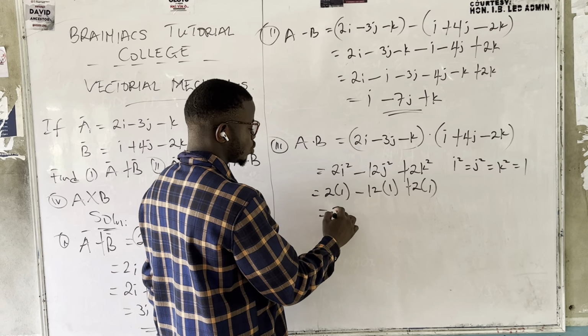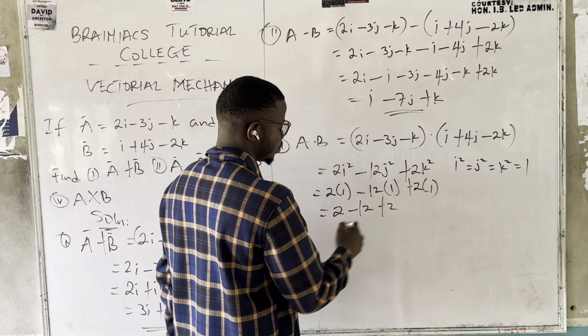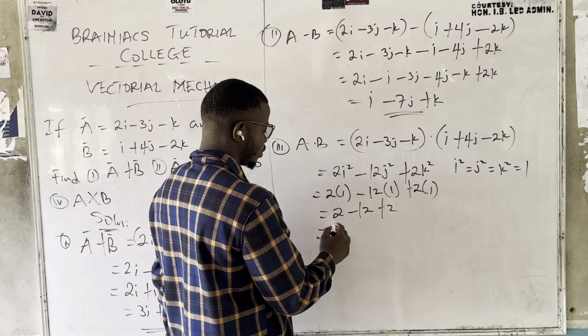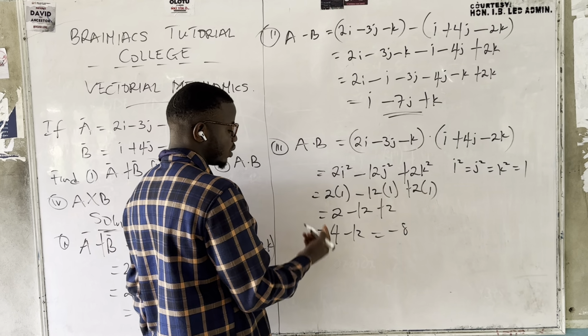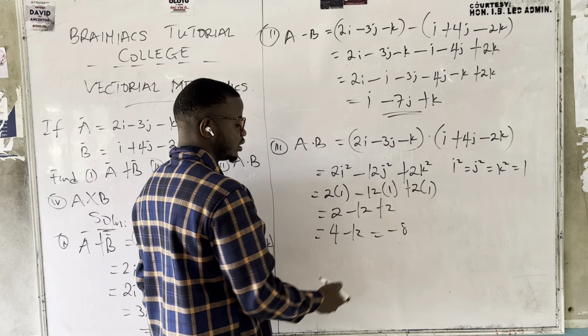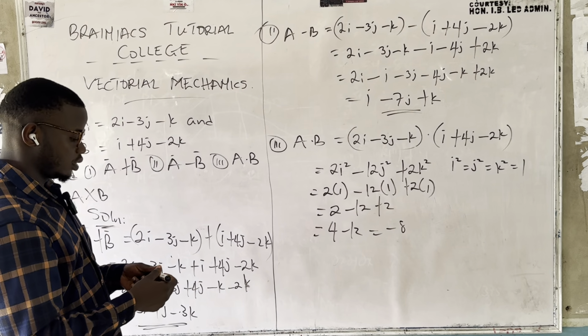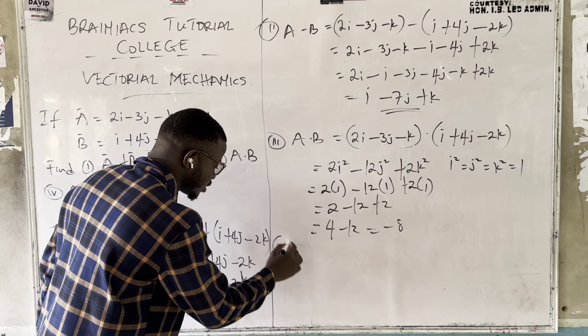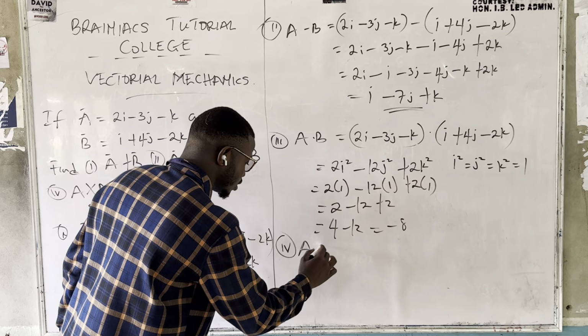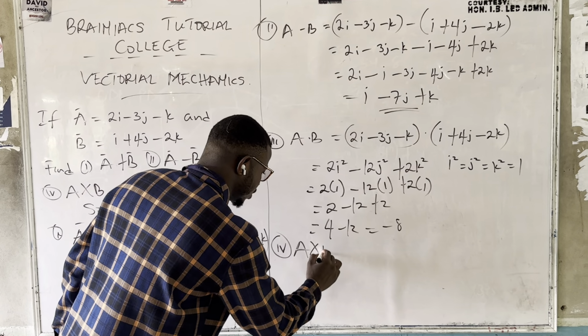So 2 times 1 will give us 2, minus 12 plus 2. So you have 2 plus 2 will give us 4, minus 12, that's negative 8. So now A dot B, that is the scalar product, that's equals to negative 8. And the last one is to get the vector product, which is also known as the cross product, A cross B.